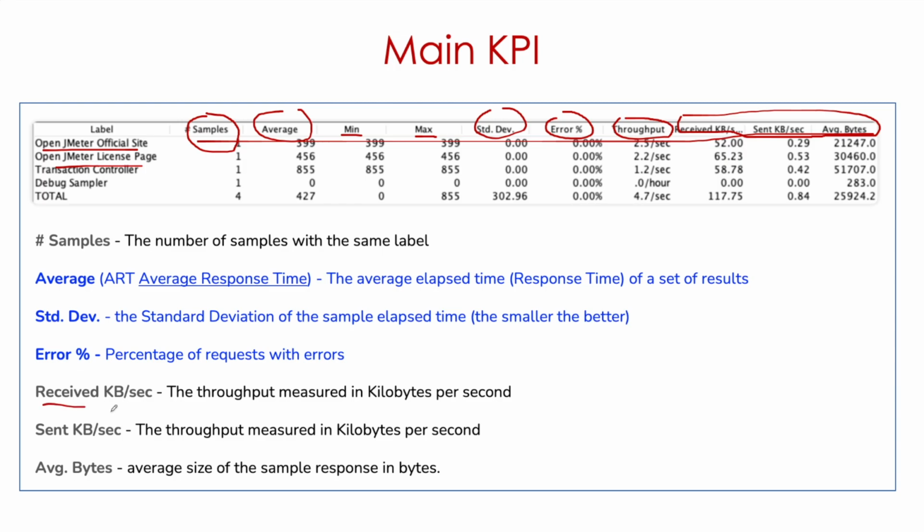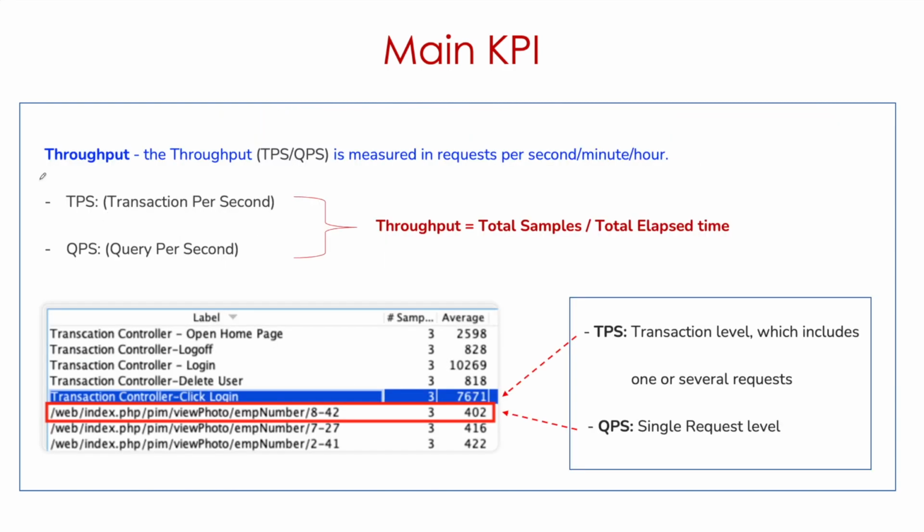This one is the throughput measured in kilobytes per second, the received package size from the target system, and this one is what JMeter sent out to the target system. Okay, this one is the average bytes, so it's the average size of the sample response in bytes. It is not per second, it's the total size.